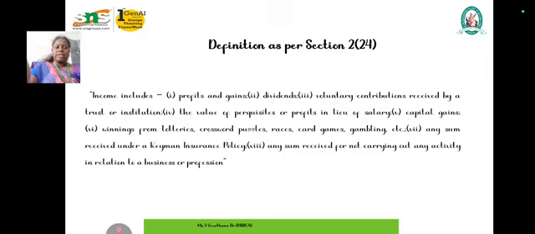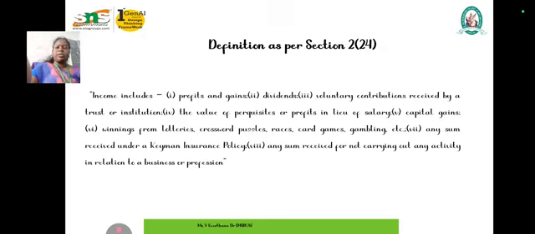So, we can see the definition as per section 2 subsection 24. Income includes, so these are the heads of income: profit and gain, dividend, voluntary contribution received by a trust or institution, value of perquisites or profit in lieu of salary, capital gain, winning lotteries, crossword puzzles, races, card games, gambling, etc. Any sum received under a keyman insurance policy and any sum received for not carrying out any activity in relation to a business or profession.